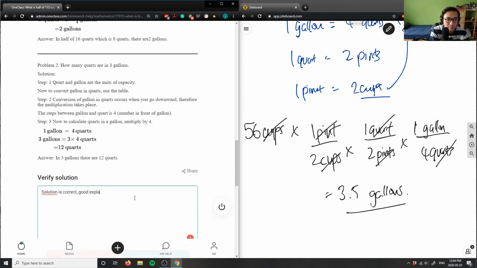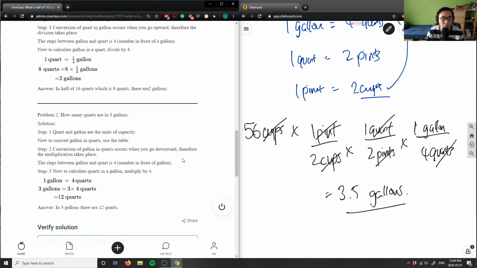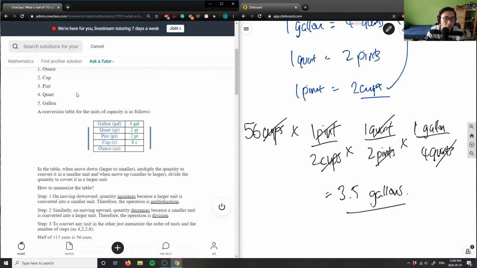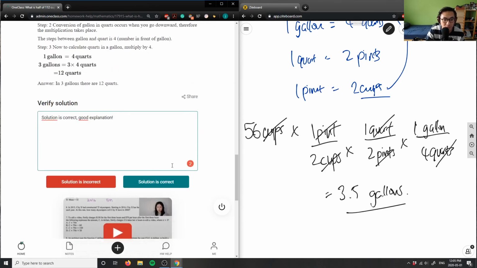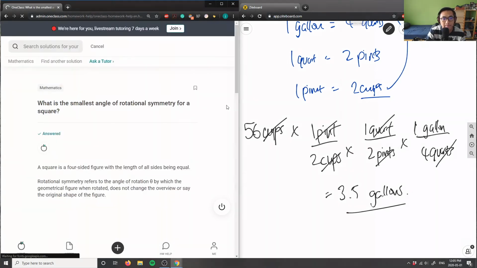A good explanation here. I didn't know whether or not they wanted it in cups or if they would need to convert to gallons. The question simply asked what is half of 112 cups, but again, we can convert into gallons or quarts or pints depending on which conversion factor we are using here. So the solution here is correct.